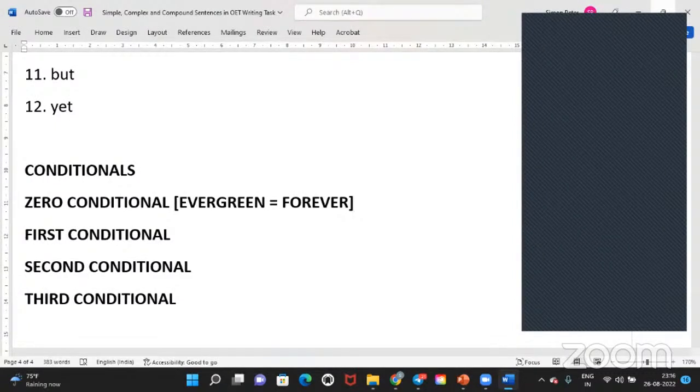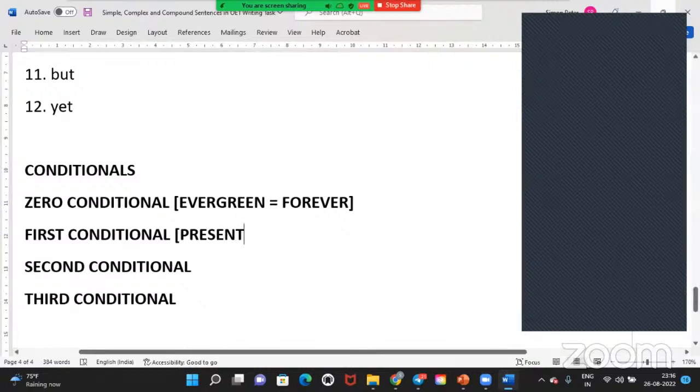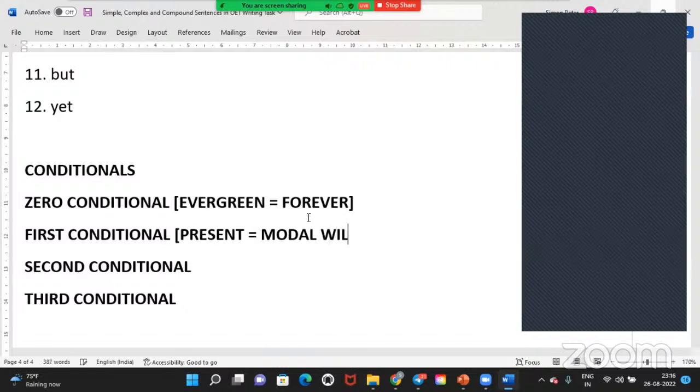I'm giving you just an example. If you heat water, it evaporates. That's all. So always you have to use simple present tense. Both simple present tense. And here it is present plus modal. Present plus modal will. Will is the modal here.